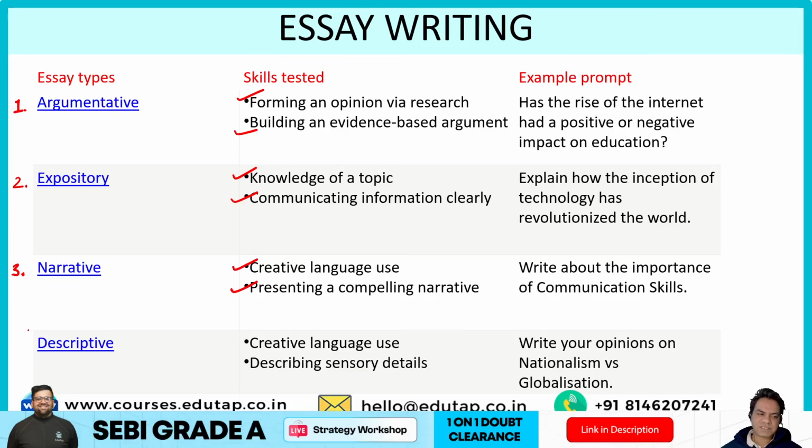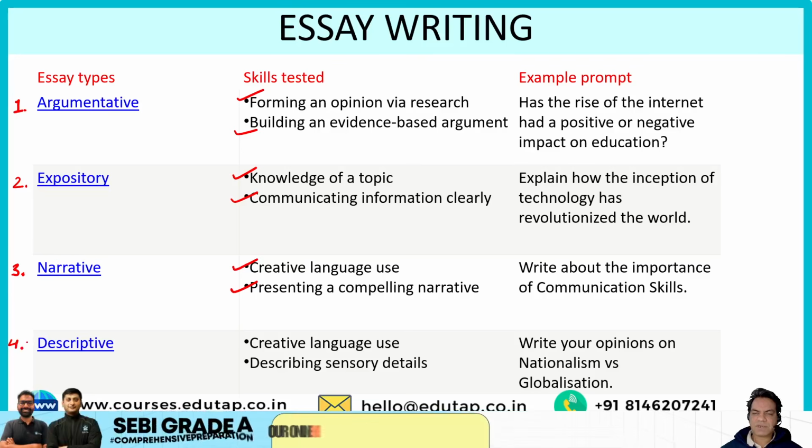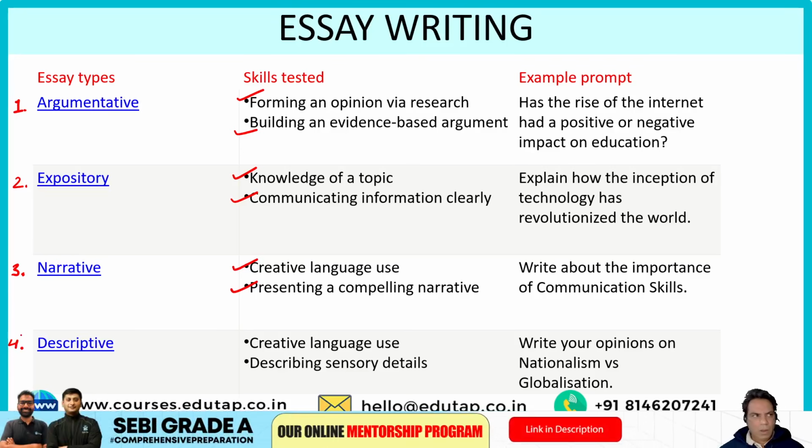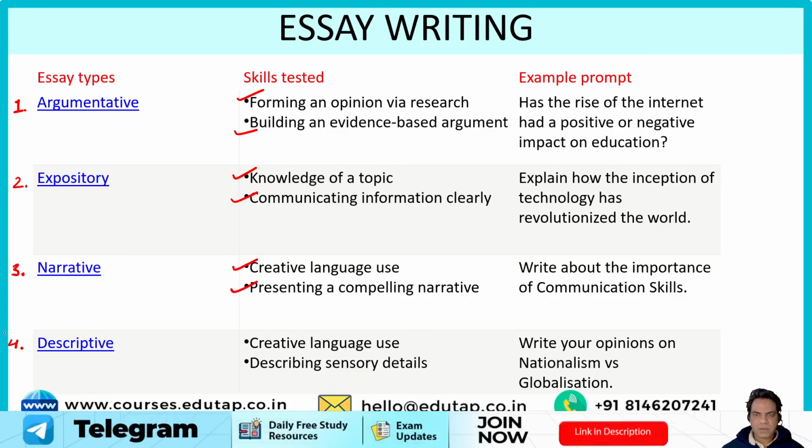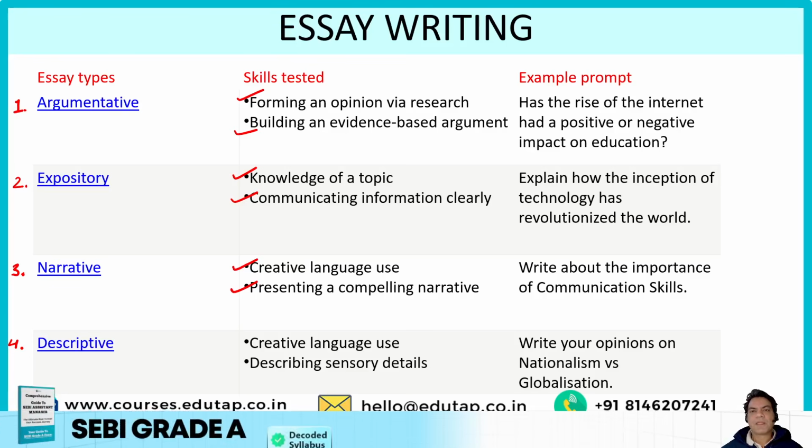And the fourth type is descriptive. Now in descriptive you are given a static topic like impact of fake news, or something like one machine can replace five normal human beings, but five machines cannot replace one smart human being.